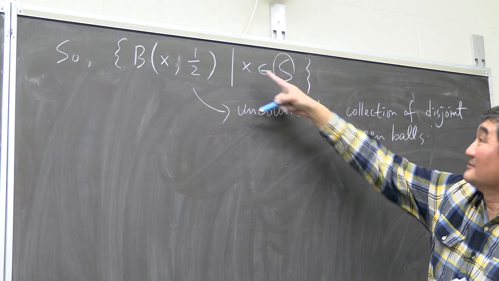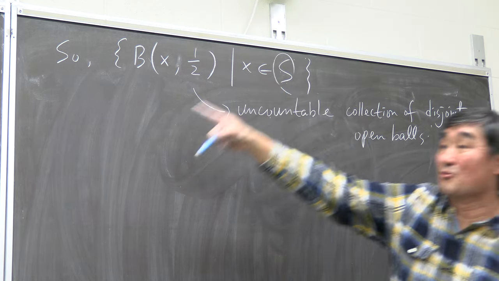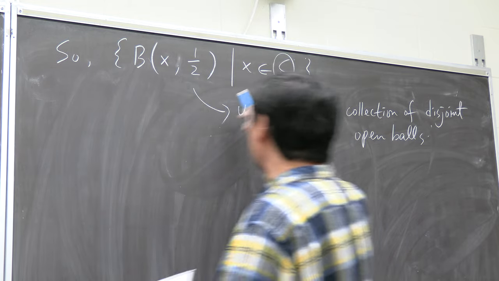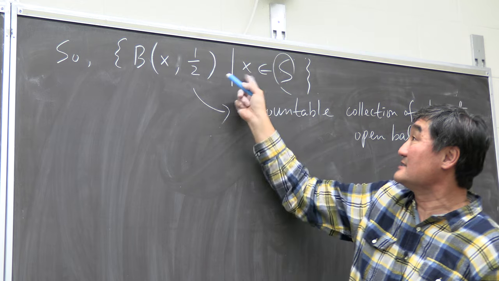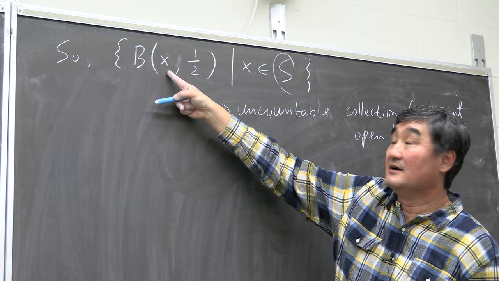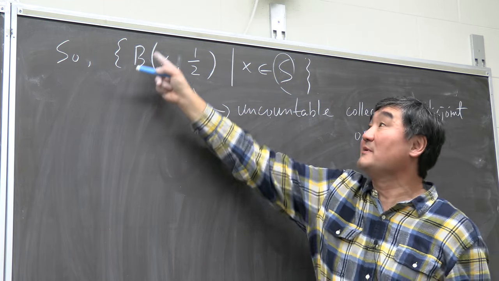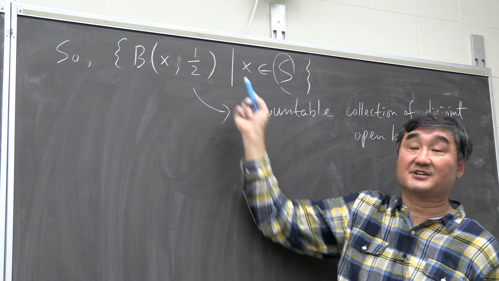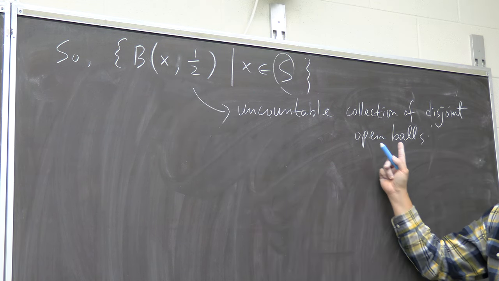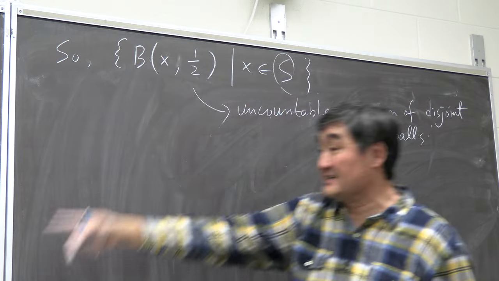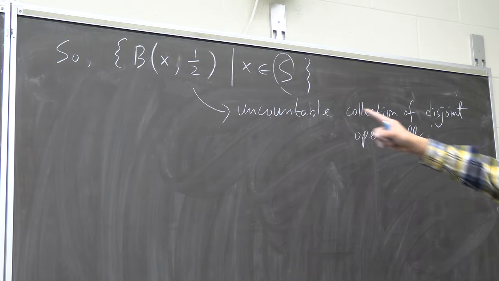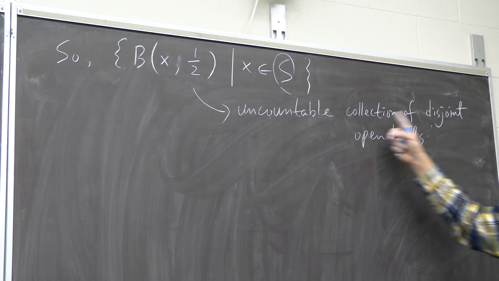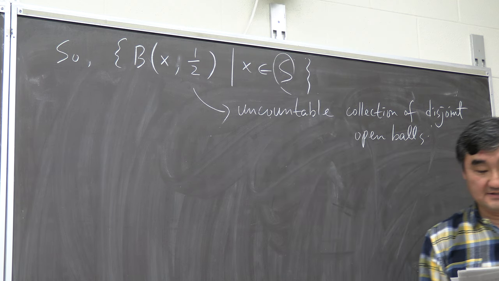Because S is an uncountable set, right? S is already uncountable, so S has uncountably many elements. Each element in S has its corresponding open ball there. So we have uncountably many open balls in this collection, and each ball is disjoint, right? So this is an uncountable collection of disjoint open balls.